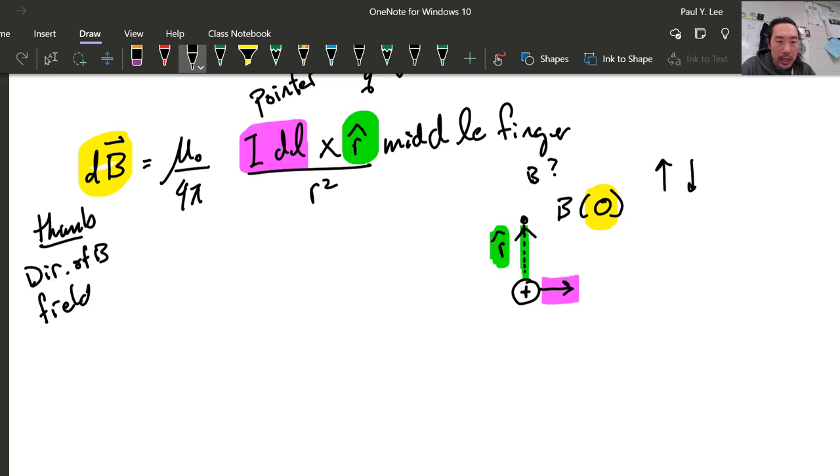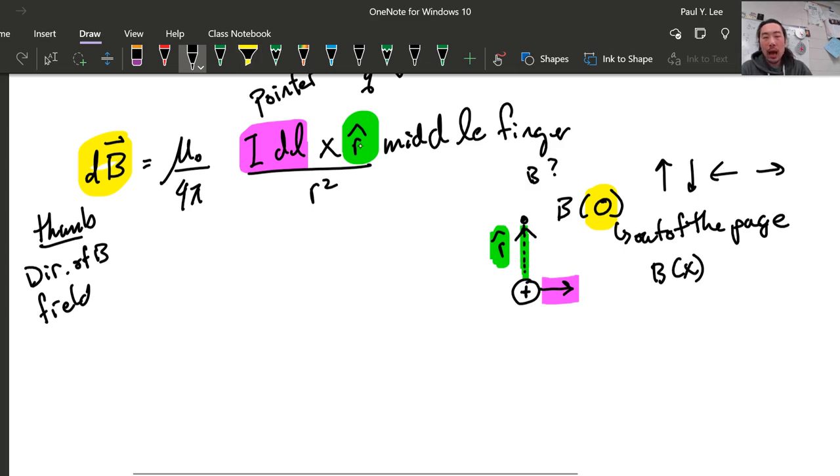Now, in this notation here, we're in a 3D notation where we know up, down, left, right. But what if we had a situation where your thumb wasn't pointing to the left or to the right or up or down? We use X's and O's. O is what we call out of the page, or in this case, out of the screen or out of the paper. And if it's into the page, pointing towards the screen, we would write it as X. We'll see a lot of problems with X's or O's, but for this specific problem, we can see that the B field is directed out of the page.